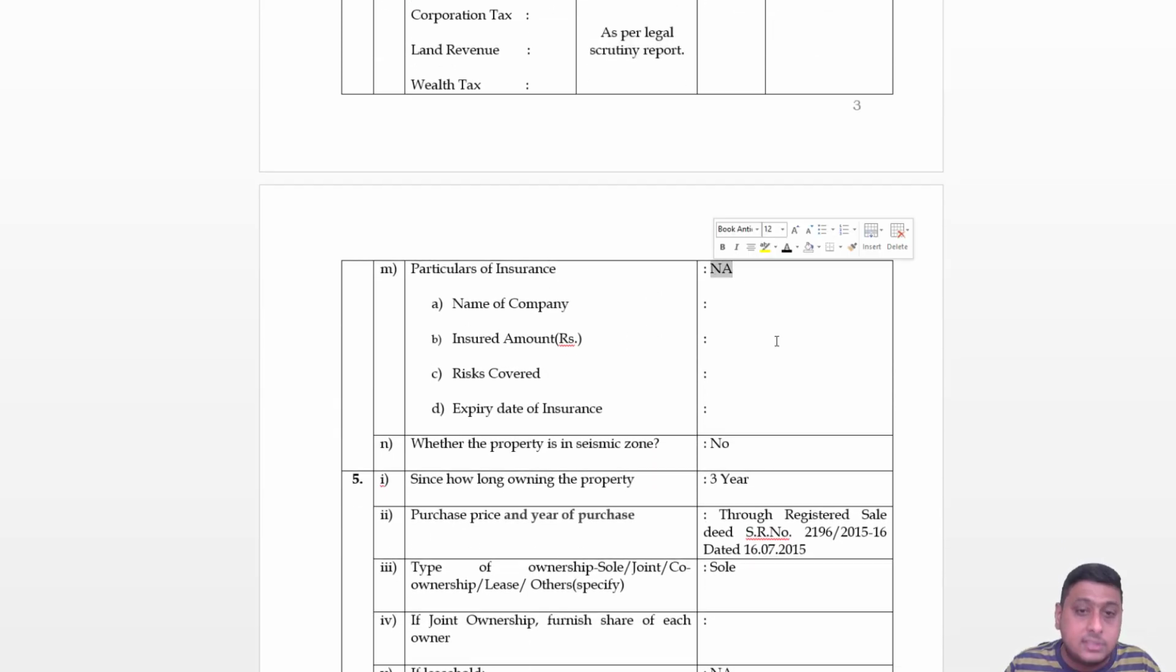So particulars of insurance, please observe here very carefully. Generally, when we construct a house, we can take insurance for the house. For example, if some fire hazard happens or some earthquake happens, we can take insurance just as we do for human beings. Similarly, we can take insurance for our property. If the building is insured, we have to mention from which company we have taken the insurance, what is the amount, what risks are covered, and what is the expiry date of the insurance. So a valuation report is a detailed report. Okay, it is a detailed report.